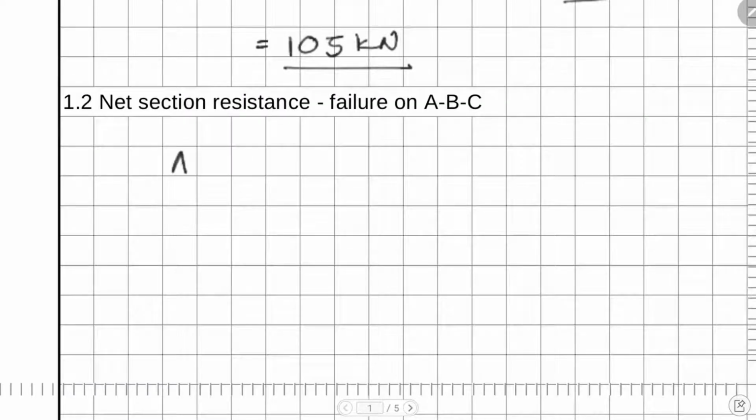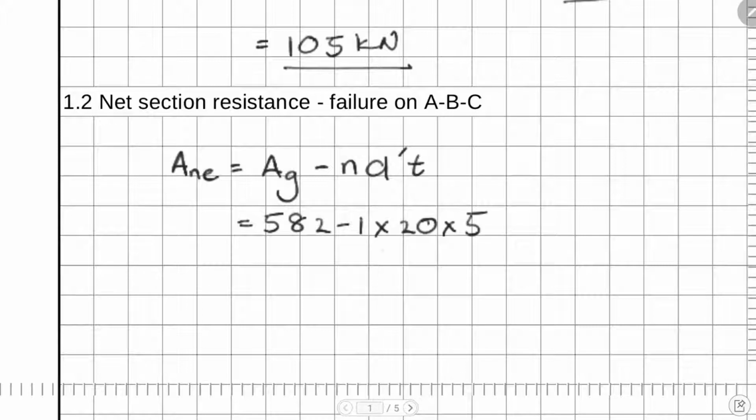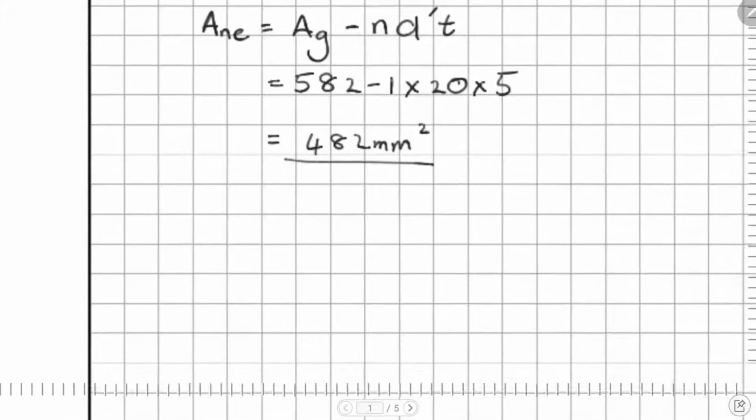So our ANE, our net area, is our gross area minus the number of bolts that the failure plane passes through. And so here it's quite simple, because that section just passes through one bolt, and our 5 mils thick, etc. So we have our gross cross-sectional area, but you can see we've lost a fair amount of material.